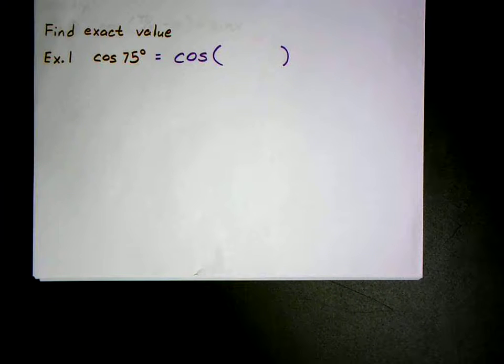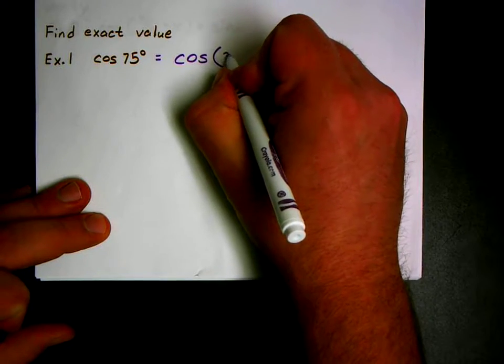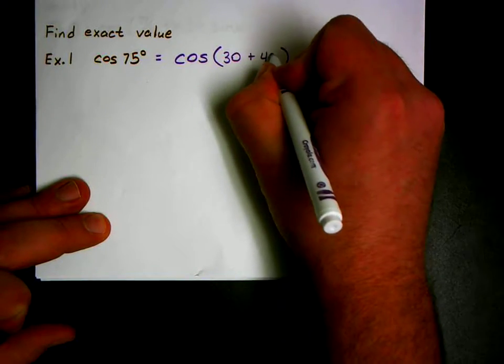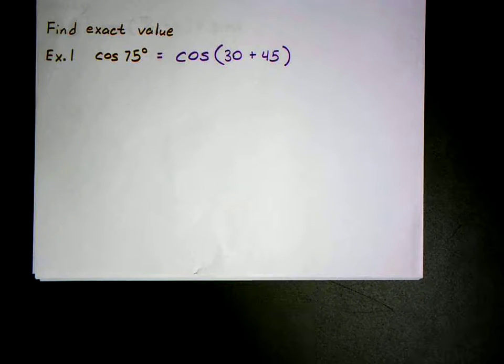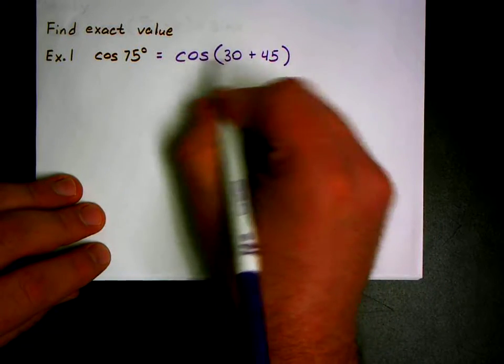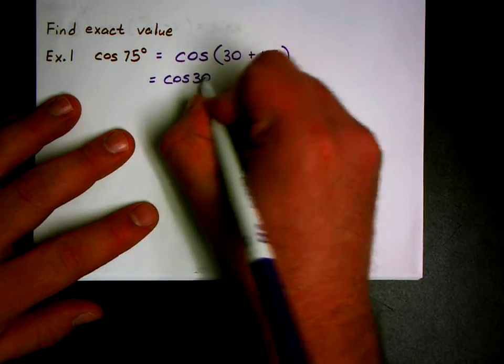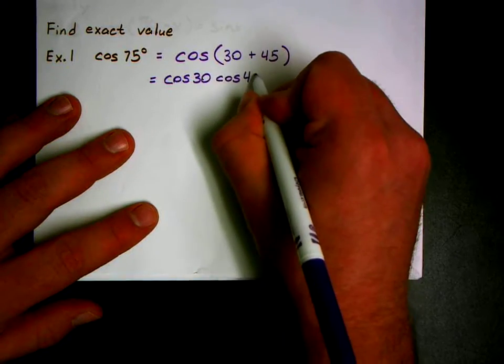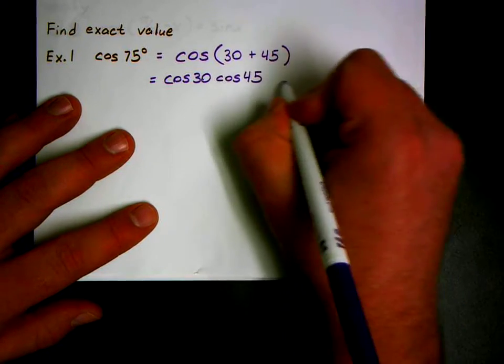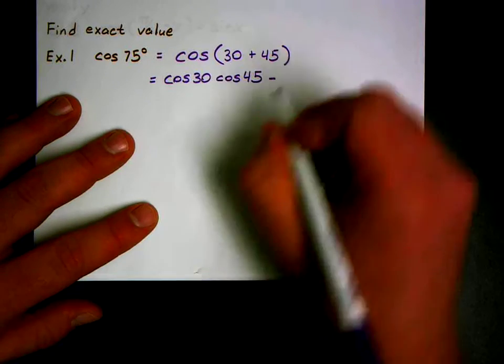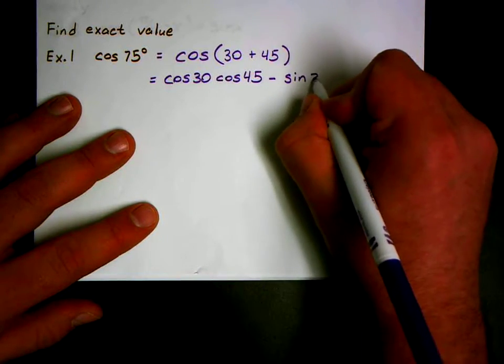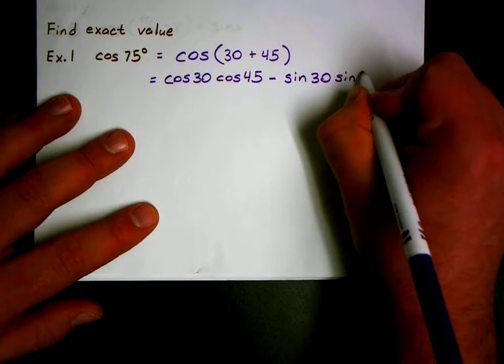90 minus 15, but 15 is not in your unit circle. 30 and 45 are. So I can take 30 plus 45. Now I'm going to use my formula that I just had. This is cosine of 30, cosine of 45. Since this is a plus, it becomes a minus sign. Sine 30, sine 45.